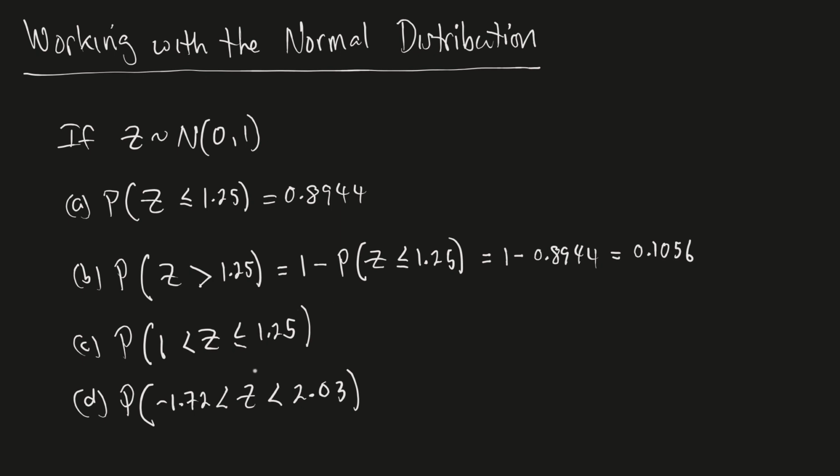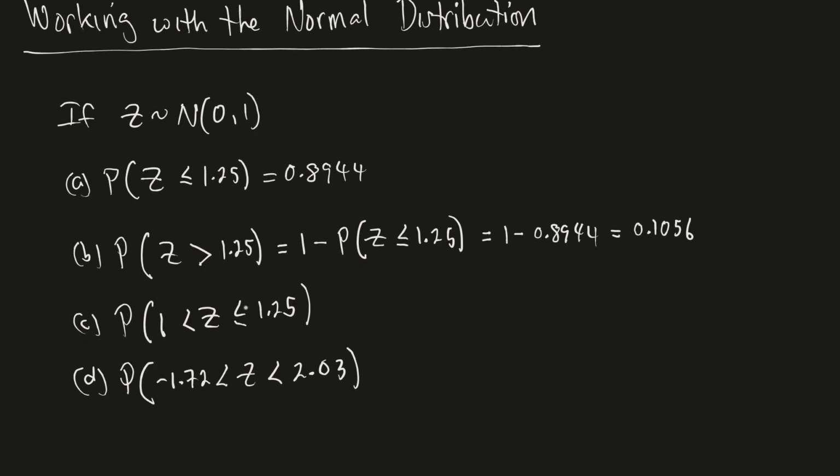Now, if you wanted to visualize what this looks like, let's say you have your standard normal bell curve that looks like this. We know the mean is at 0. And let's say this is 1, and this is 1.25. The area that we're going to use to represent this probability is this area right here, right?